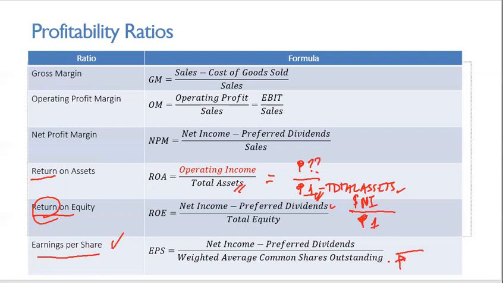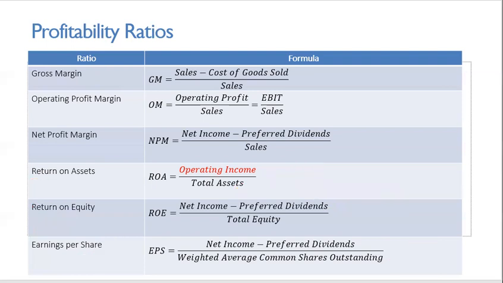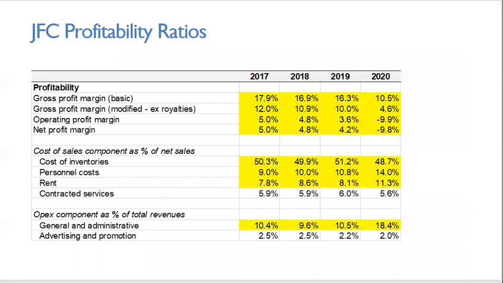So per share naman ito that was invested. Okay? Now let's look at Jollibee's numbers. So if you look at profitability, bumaba by 5% ang gross profit margin. Okay?